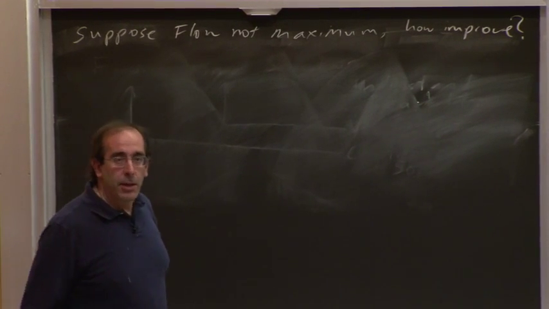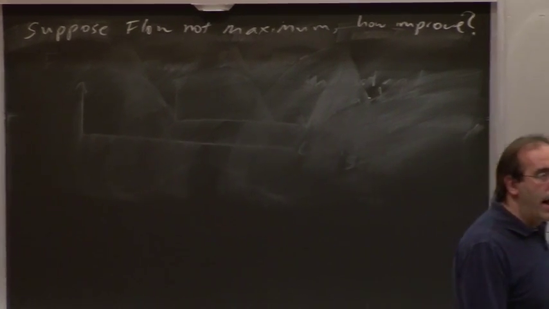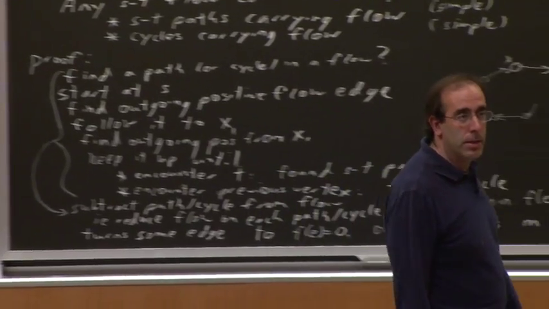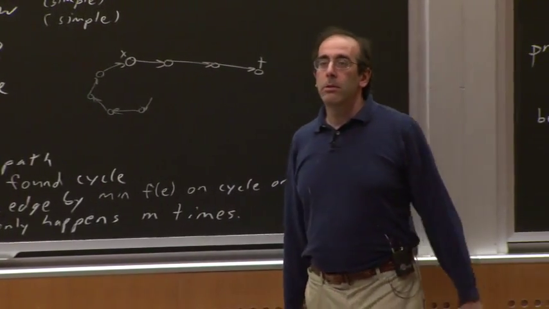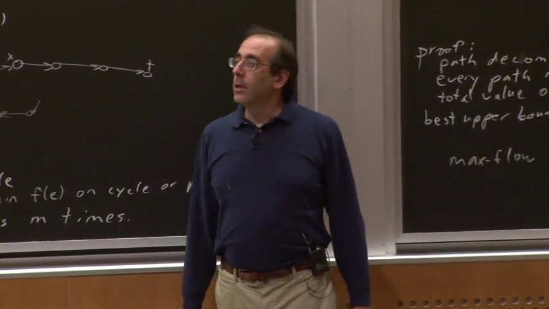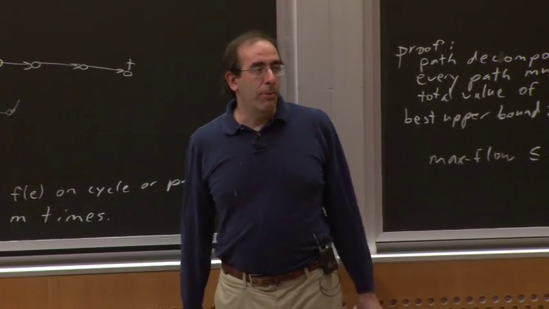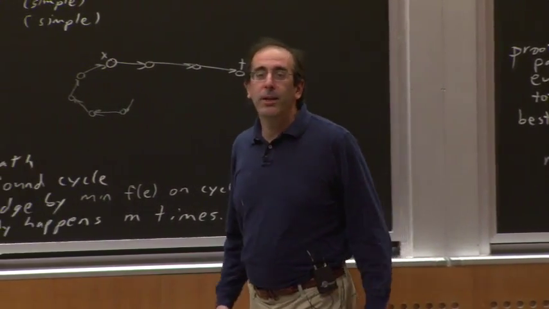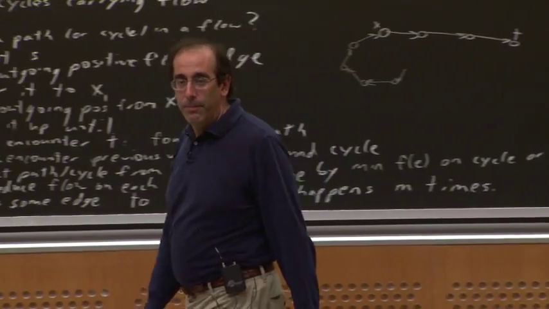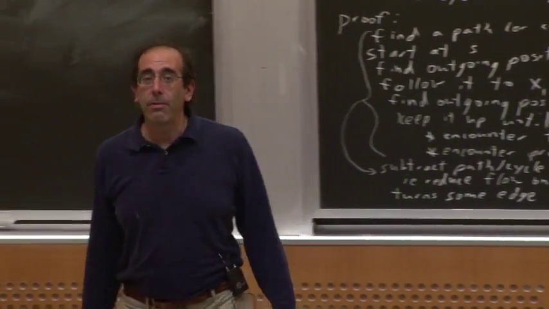What would be the obvious thing to hope for if you had a flow that was not maximal, given the analysis that we've been doing so far? And I say the obvious thing to hope for because unfortunately it's not going to be true. But what could we hope for? Yes? That you can add a path. That you can add a path, right?